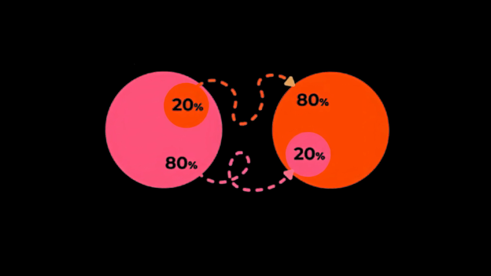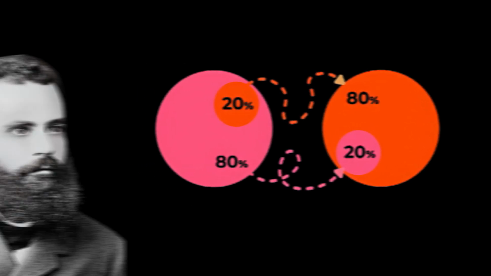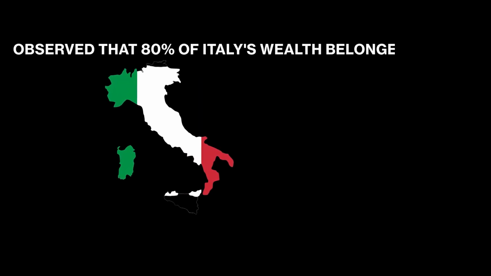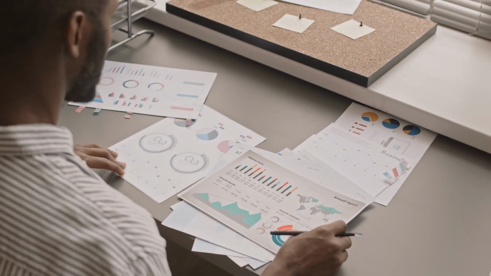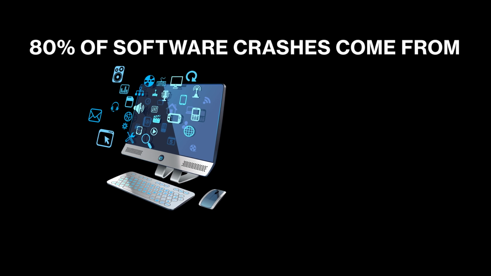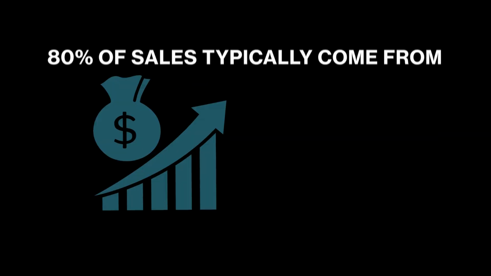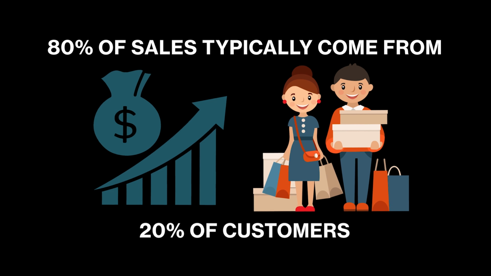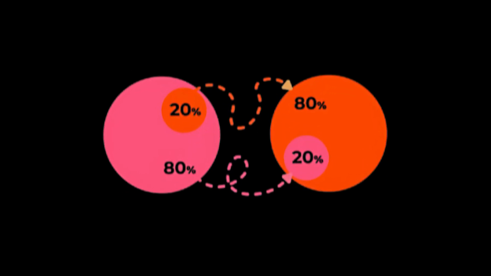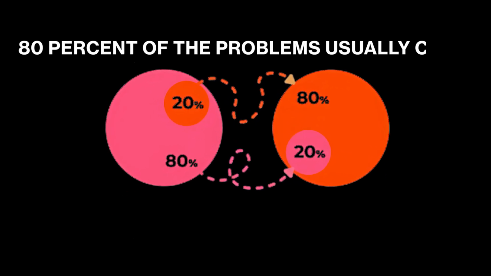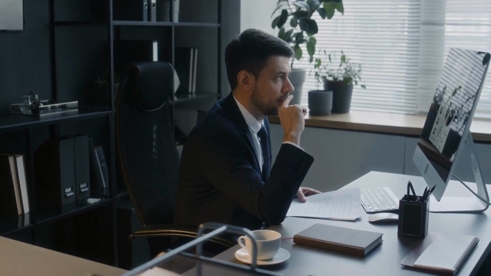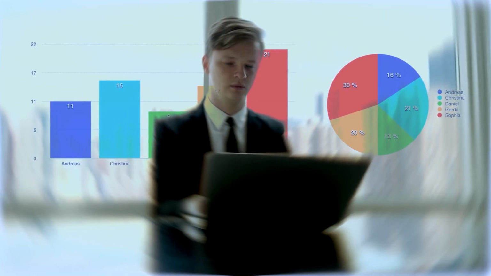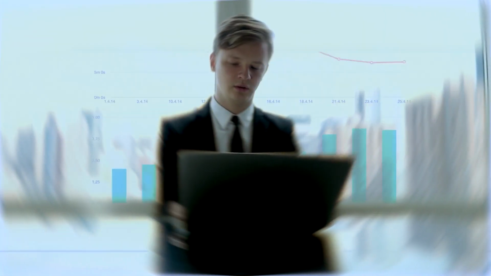The Pareto Principle, discovered by economist Vilfredo Pareto in 1896, observed that 80% of Italy's wealth belonged to just 20% of the population. This mathematical pattern appears everywhere. 80% of software crashes come from 20% of the bugs. 80% of sales typically come from 20% of customers. According to this rule, 80% of the problems usually come from just 20% of the causes. The brilliance of this principle isn't just recognizing the imbalance, it's leveraging it to create maximum impact with minimum effort.